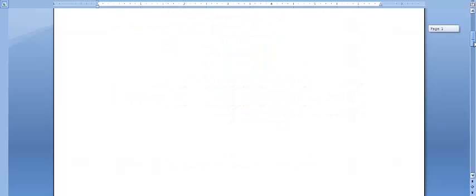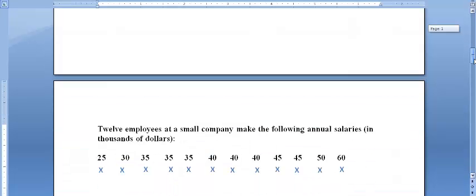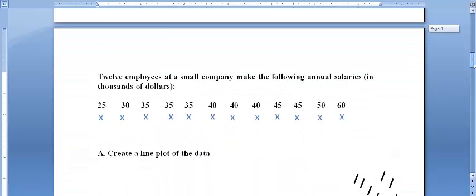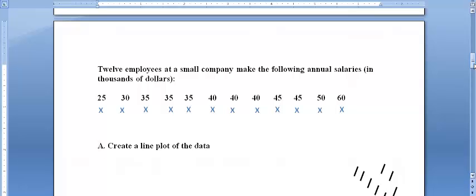On page 363, there's an example problem that reads just like this. It says 12 employees at a small company make the following annual salaries in thousands of dollars. Part A in the example problem tells us to create a line plot of the data. So how do we do that?